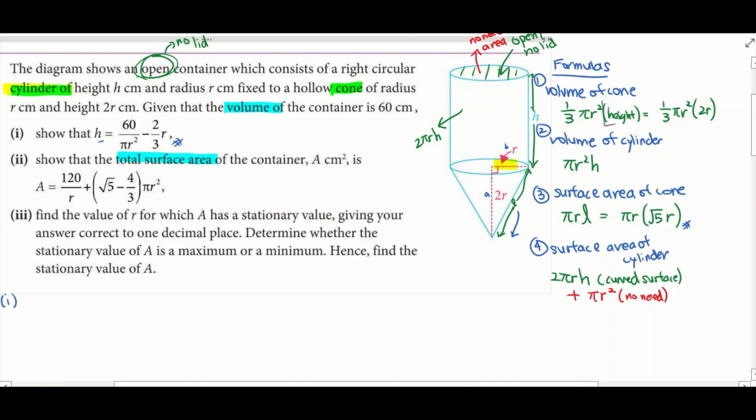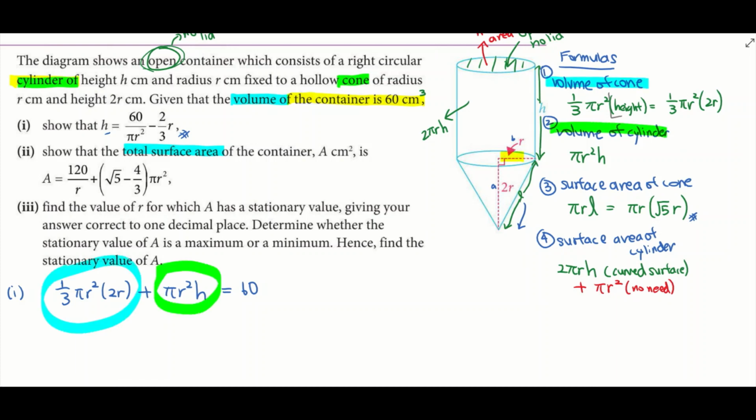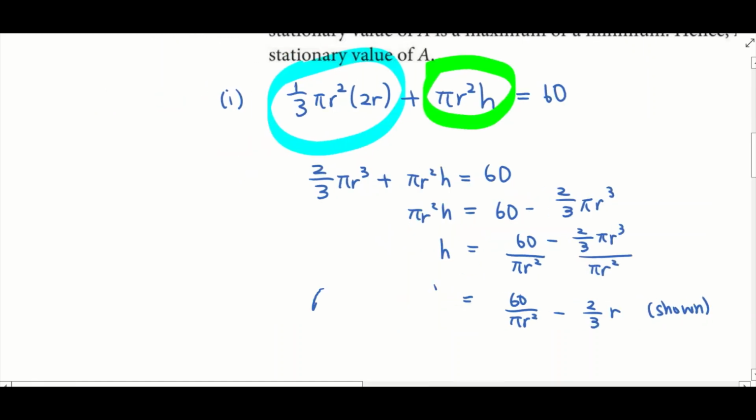For part 1, you can look at the clues in the question. What they give you? They give you volume, 60 centimeters cube. Okay? Now, since I know it's volume 60 centimeter cube, let's write the first equation. Basically I just add the volume of cone with the volume of the cylinder equals 60. Let's solve for H. Make H the subject. Okay, after some manipulation, I finally show that H is what they want us to show.